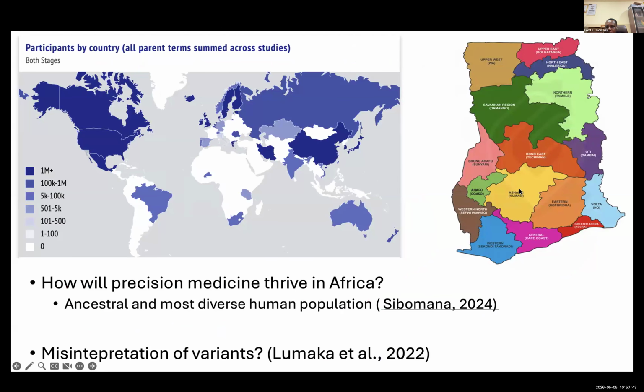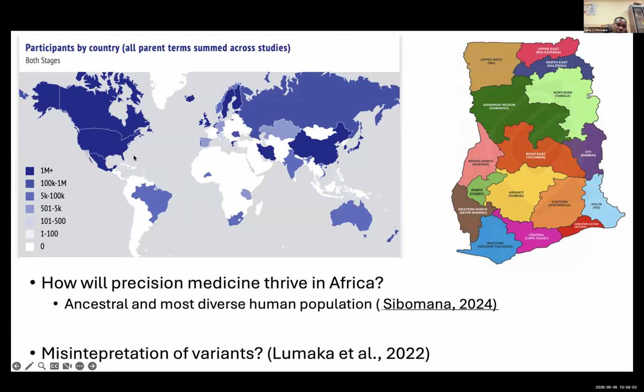So that is a map of Ghana, and we are located somewhere here. That's where our data center is situated. Interestingly, we have people coming from all around the country because this is where we have our National Cleft Care Center. That's where it's located, and that's where we do our collection.